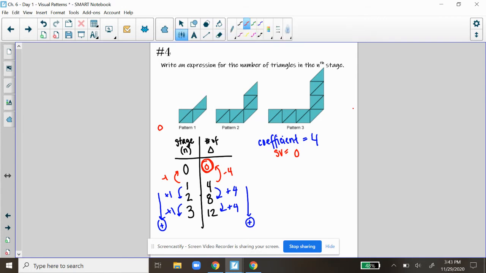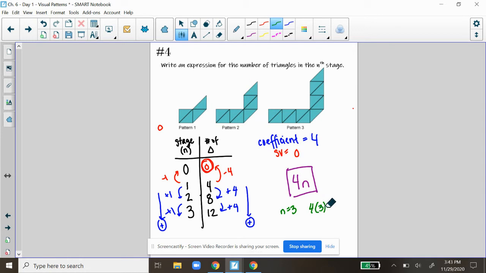This then means that our expression is going to be 4n. So the number of triangles in the expression is 4 times the stage number. And if we wanted to check that, we could say, okay, well, stage 3 would be when n is 3. So 4 times 3 is 12, and that's correct. That's what we got up here.